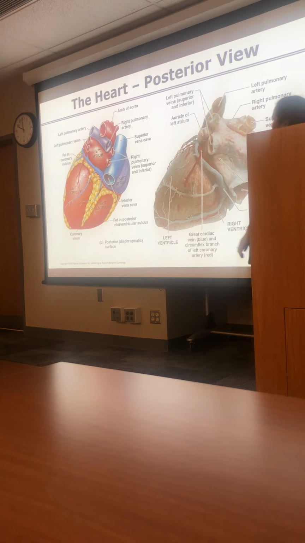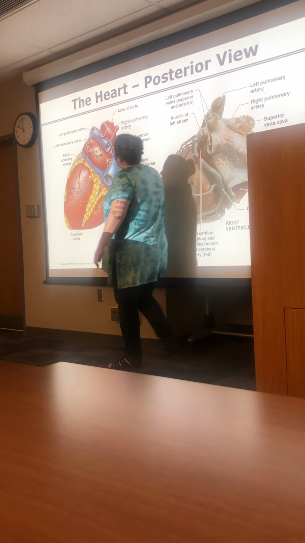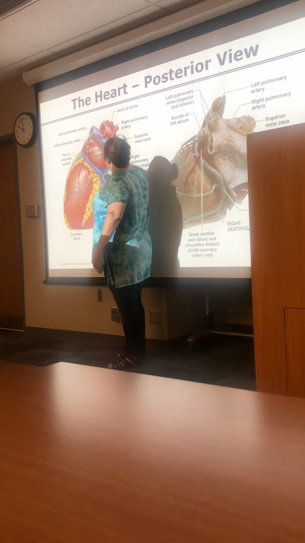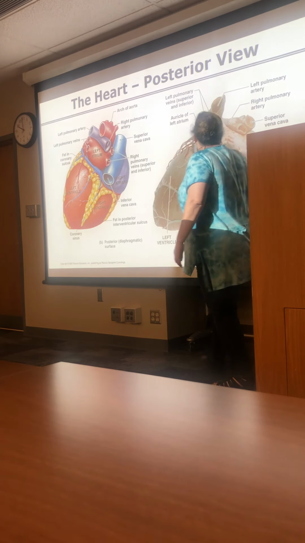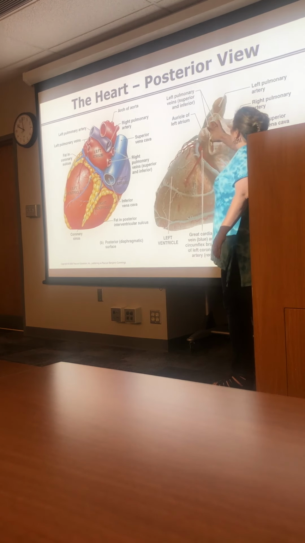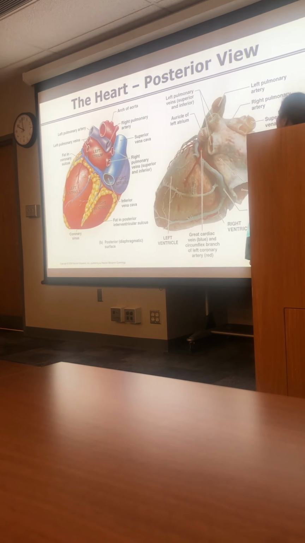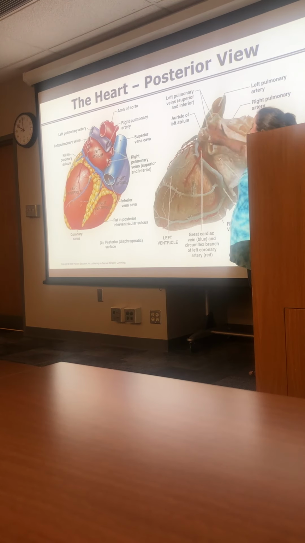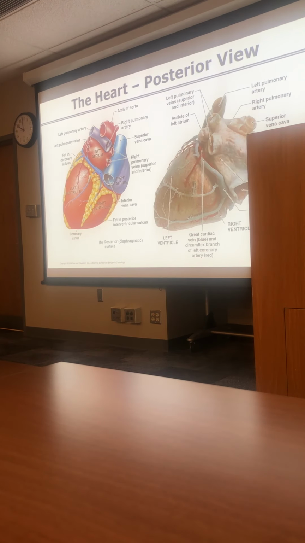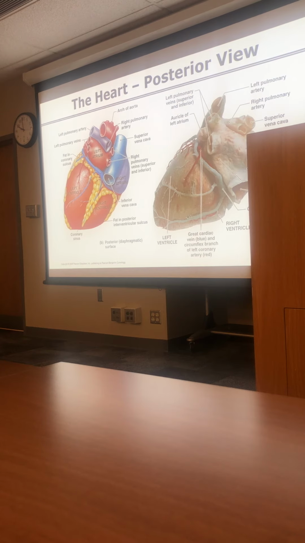So if we look at this posterior view, we can see the left atrium here, and we can see the 4 pulmonary veins that I just discussed in those positions there. 2 are in a superior location, 2 are in an inferior location, 2 are on the right, and 2 are on the left. So it gives you the orientation to be able to name them.